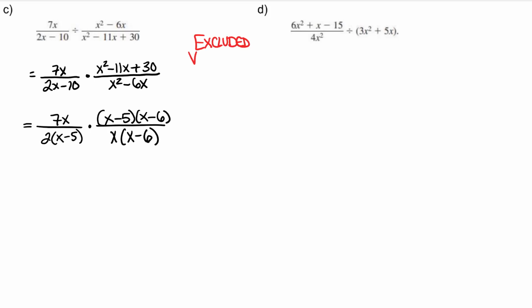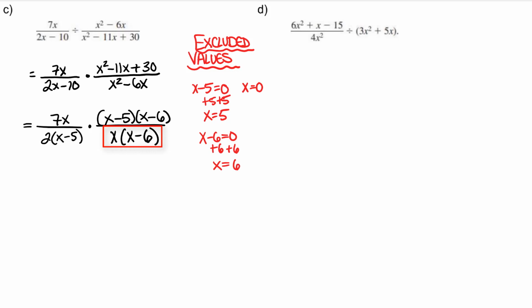Now let's figure out those excluded values. First of all, the excluded values would be anything that makes the first denominator equal to 0. Another excluded value would be whatever makes our second denominator equal to 0. And our final excluded values would be whatever makes the original denominator, which is now our numerator, equal to 0. Oh, and that would just be 5 and 6, which we already have in our excluded values.